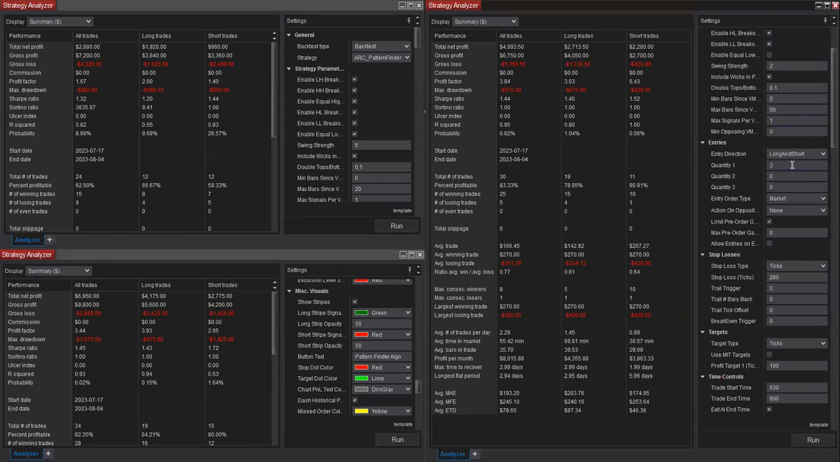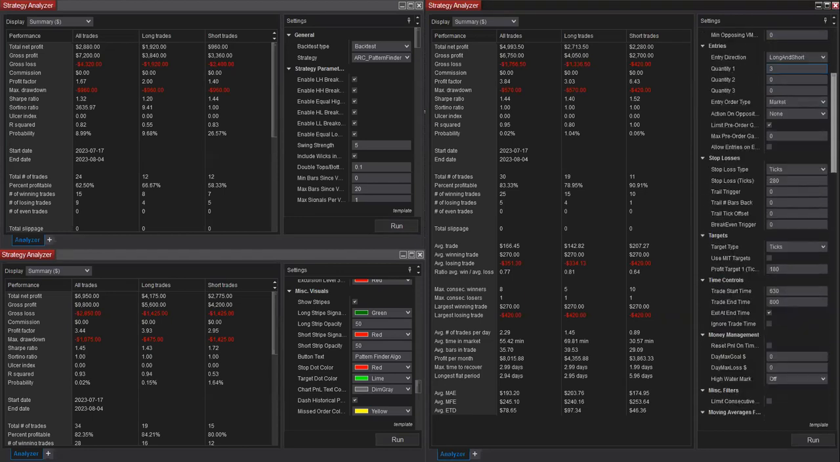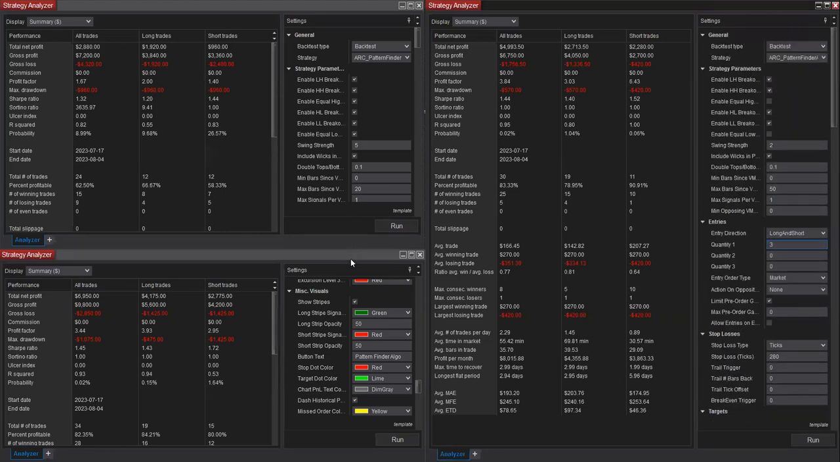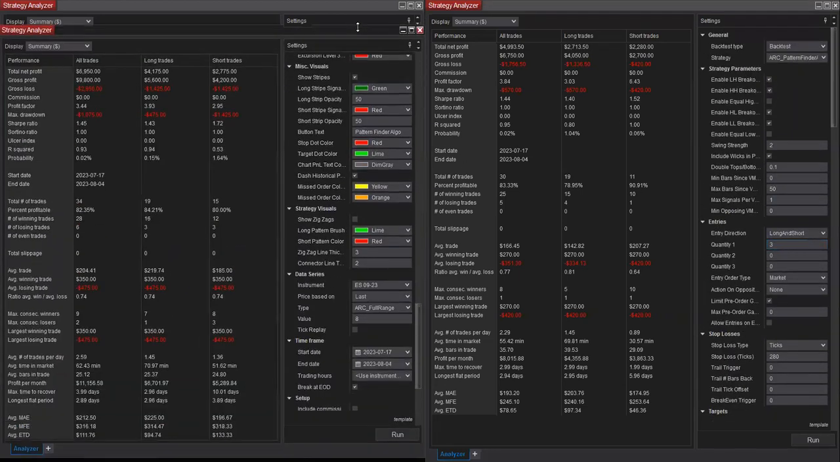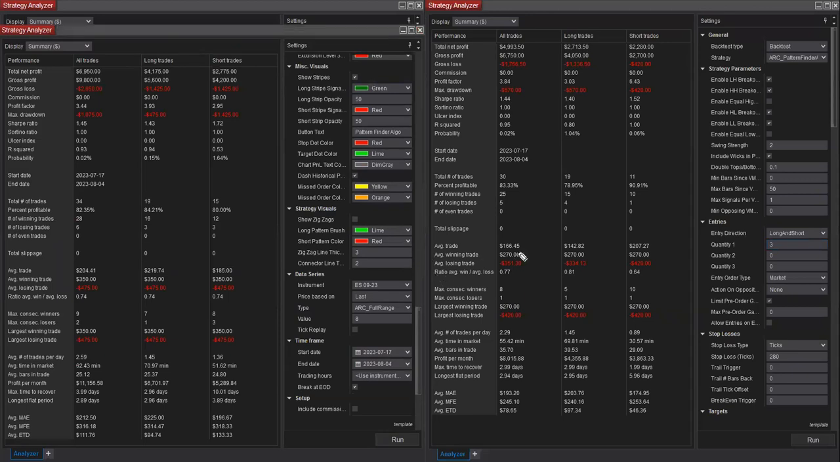Where is it here? Three? It's a micro? Yeah, it's a micro. So three contracts on the micro NQ and the S&P. Let's take a look here. Risk per trade. That's all that matters, right? Risk per trade right here. That shows you everything.